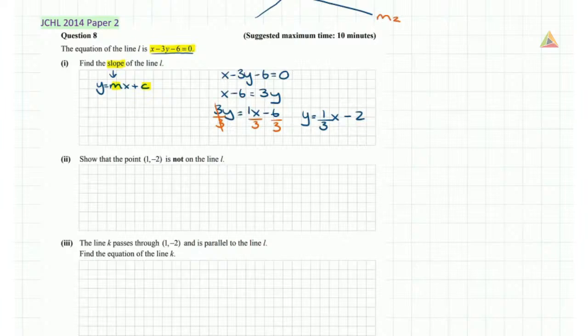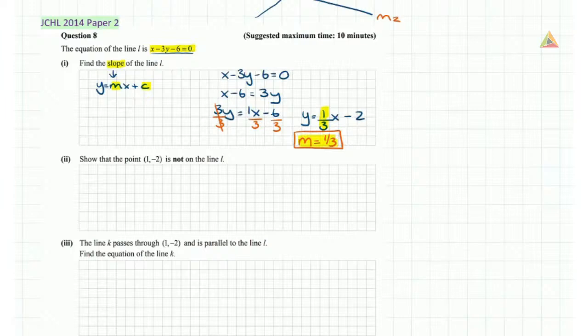So now that we've gotten it in the form y equals mx plus c, don't forget to write down your answer. Your slope is the number in front of the x, so your slope in this case is m is 1/3. So remembering to finish out the question, they've asked you for your slope, so make sure that you answer it.